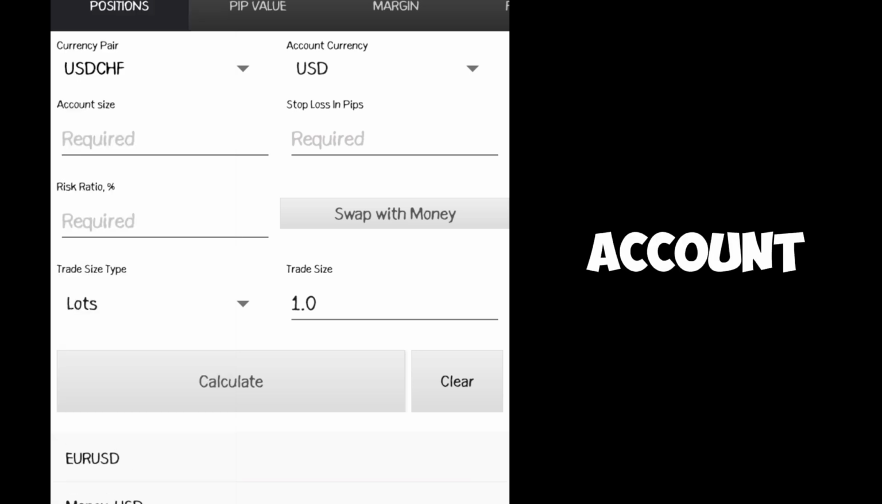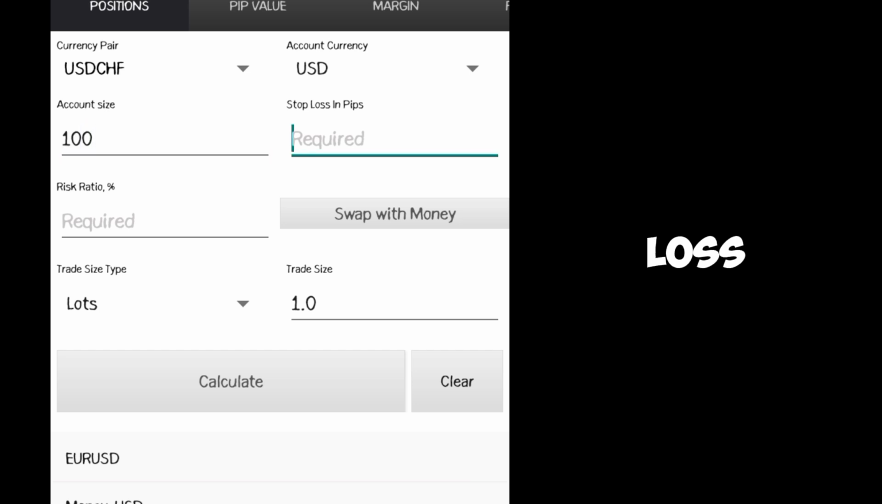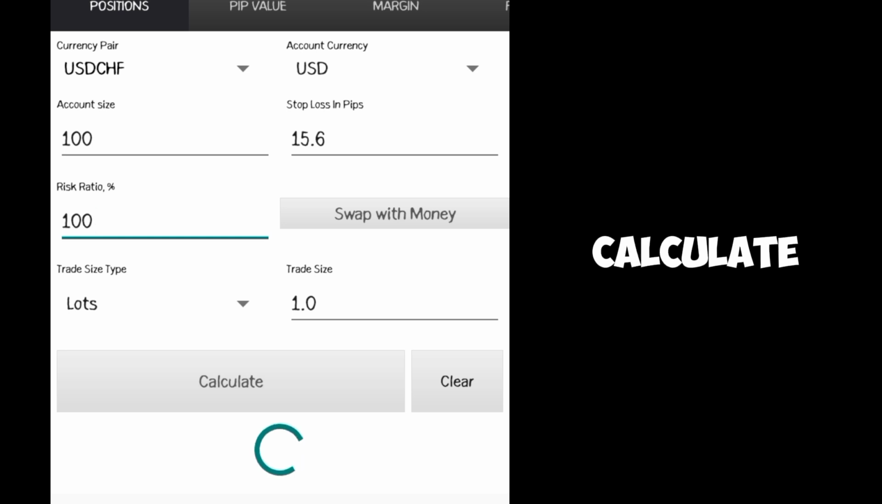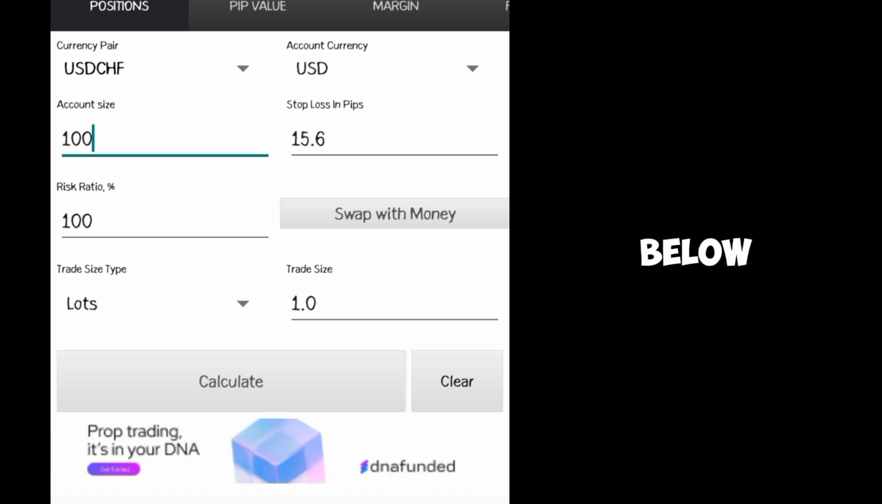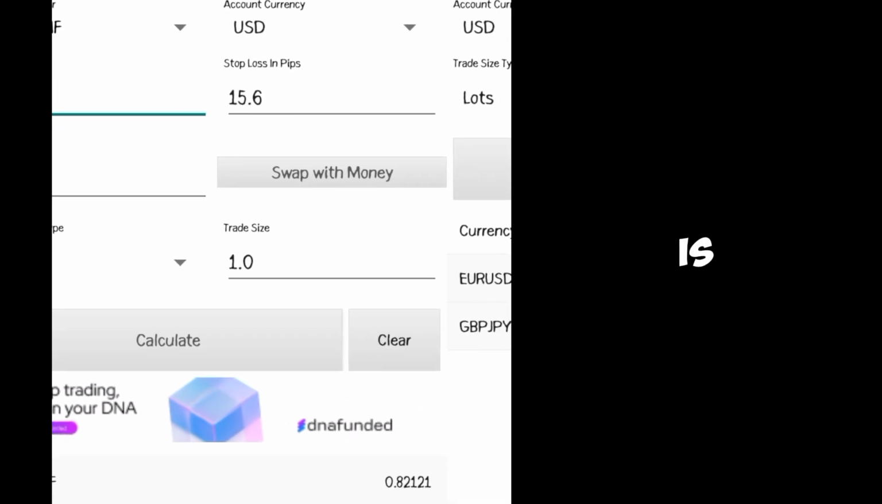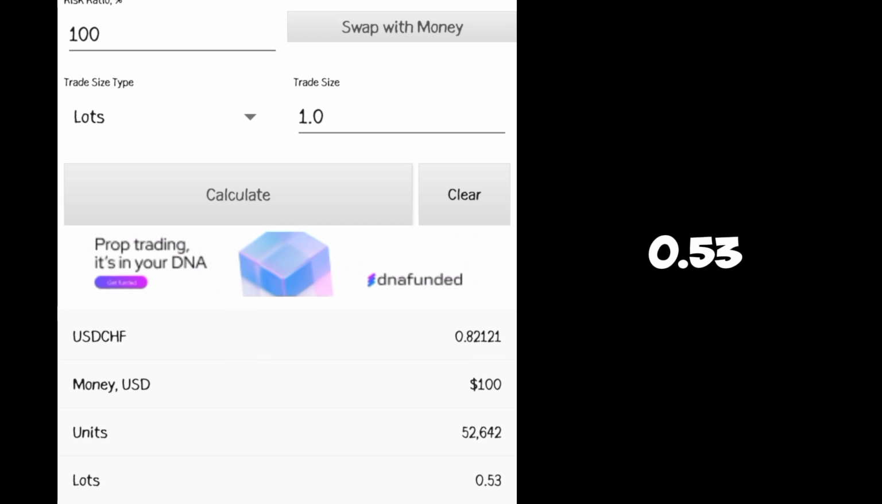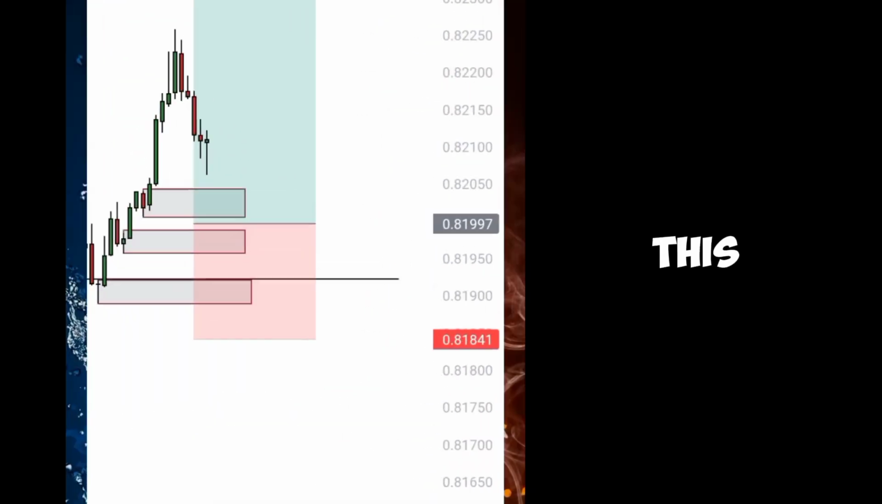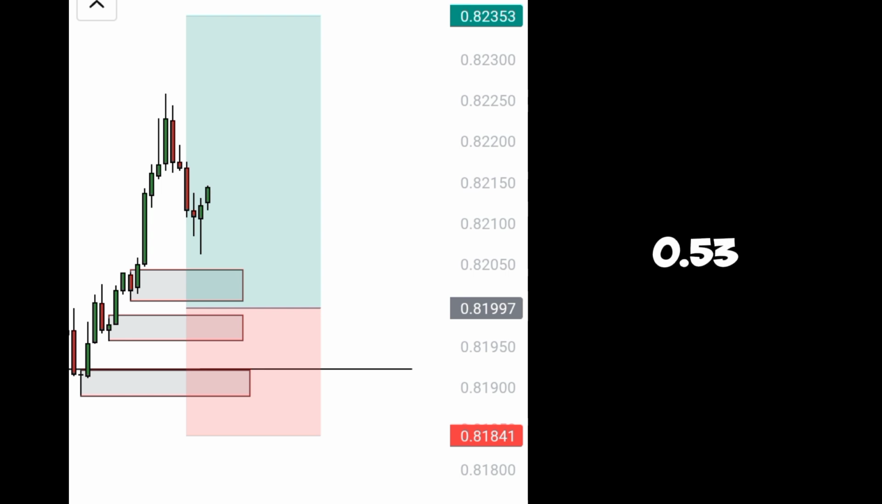So the account size is going to be 100. My stop loss is 15.6, and then the risk ratio should be 100. What that means is I'm risking 100% of the $100 that I am putting into this trade. So on USD CHF, I'm risking $100 on this trade, and then I calculate. If you check below here, you'll see that the lot size is 0.53. So on this trade, I'm going to be risking 0.53.